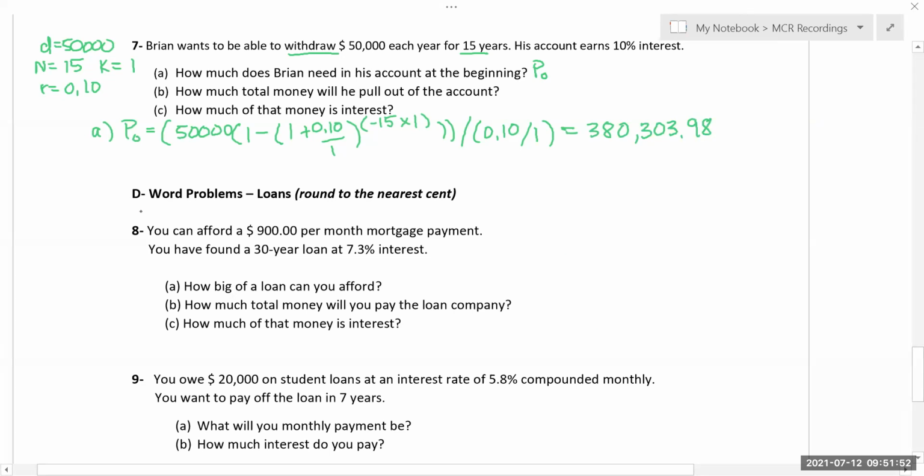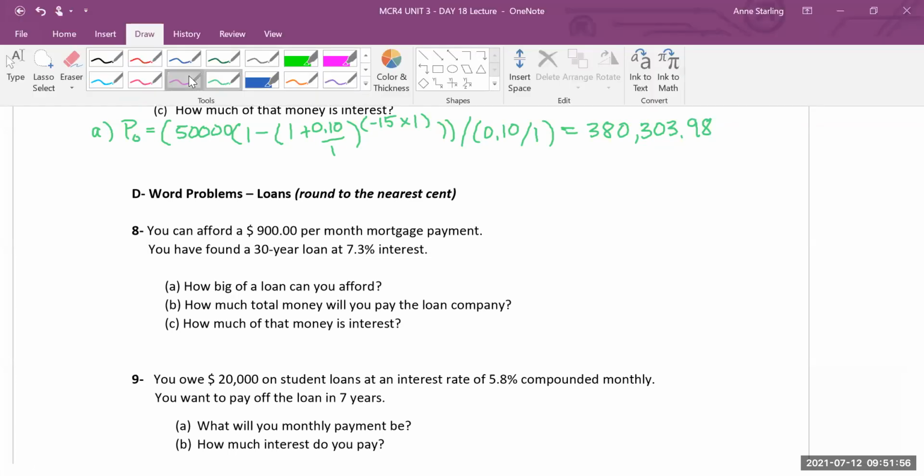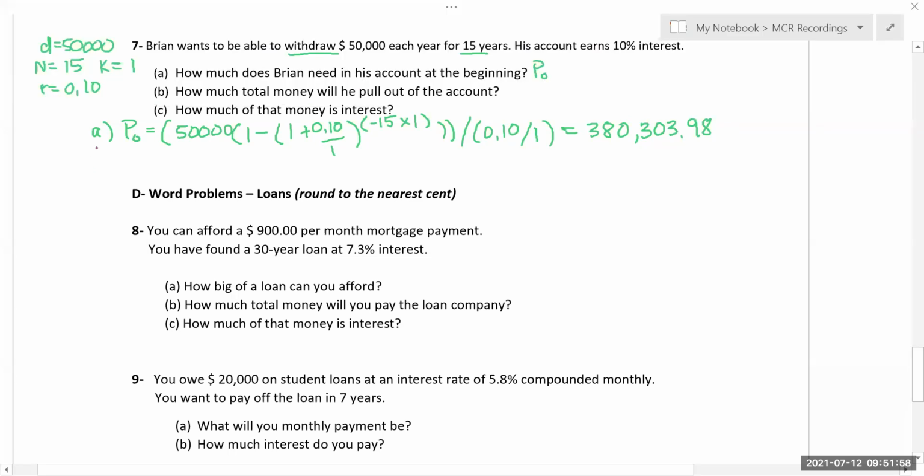Here's the good part though. You want to withdraw $50,000 for 15 years. And you find that that's what you need. But let's take a look at part B. How much total did you get out of this account? Well, you took out $50,000 every year for 15 years. So you actually took out $750,000. So how to get how much you take out is D times N times K.